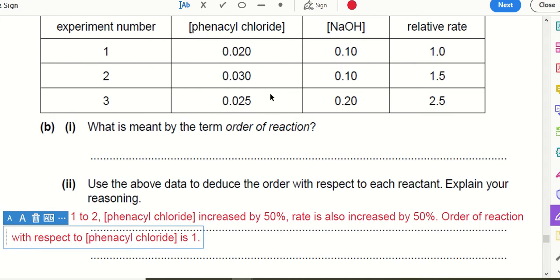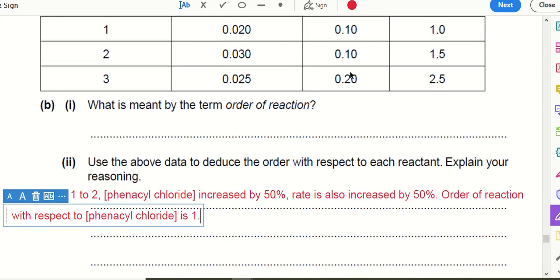Now, since we have found the order of reaction with respect to phenyl chloride, I can use experiment 1 and 3, or experiment 2 and 3, to find the order of reaction with respect to sodium hydroxide. Why do I choose 1 and 3 or 2 and 3? Because the concentration of sodium hydroxide is different in these two experiments. 1 and 3, see, different, 0.1 and 0.2. Experiment 2 and 3 also different, right?